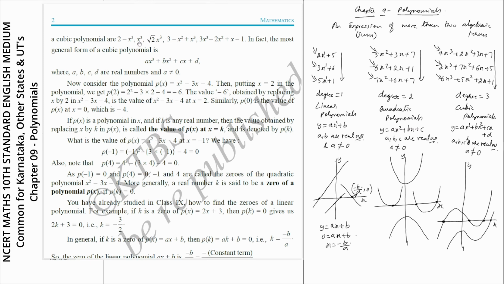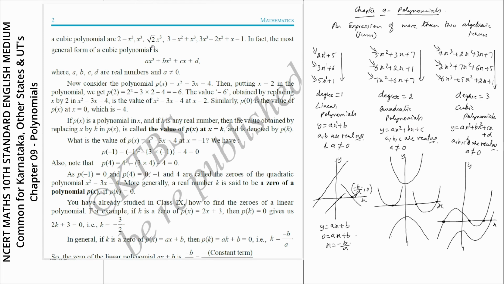So the second example is x cube. In this polynomial, only a is 1, b is 0, c is 0, and d is 0. That's why in this example only x cube is there. As I said to you, b can be 0, c can be 0, d can also be 0, all can be 0, but a cannot be 0. It applies to linear polynomials and quadratic polynomials also.